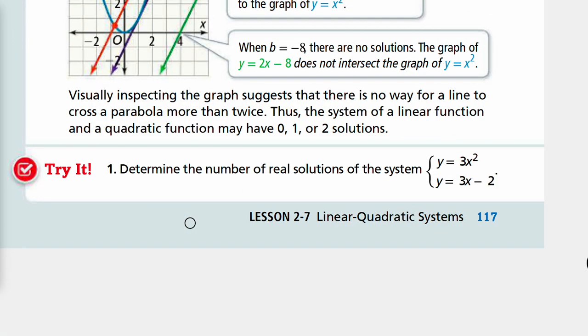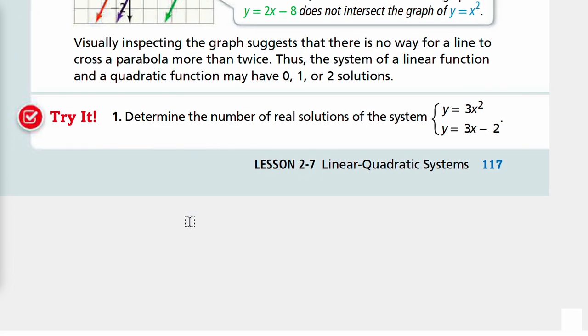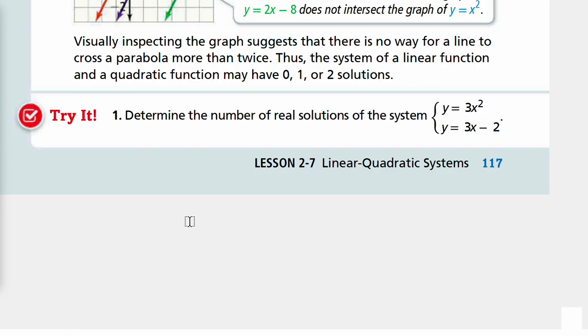Let's look at Try #1. Determine the number of real solutions of the system y equals 3x squared and y equals 3x minus 2. You can graph with technology or by hand, but pause the video and see if you can figure out the number of solutions by yourself, and come back when you're ready for answers. Okay, are you ready? So how many solutions would they have?